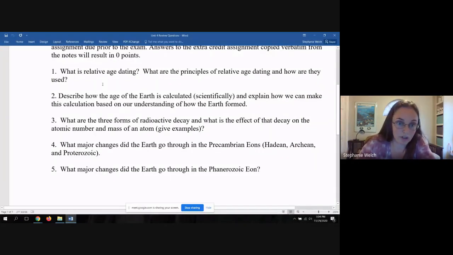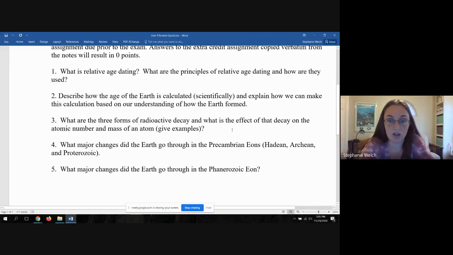So question 1 on relative age dating, that's going to be a question from lecture 20, all the principles of relative age dating. Question 2 here, describe how the age of the Earth is calculated. That's something that I covered in lecture 21. And then I also covered in lecture 21 radioactive decay and the types of radioactive decay.